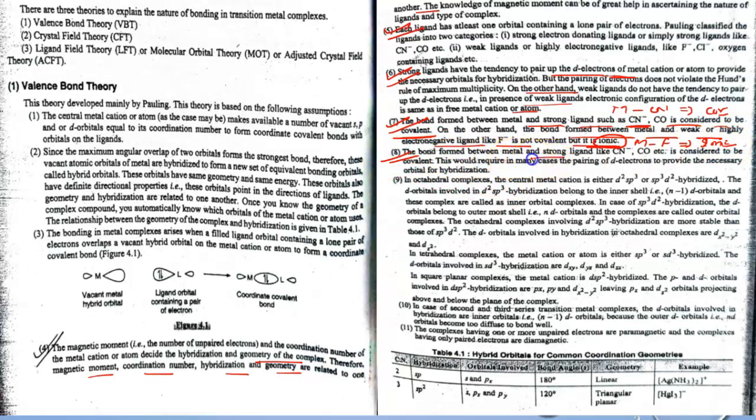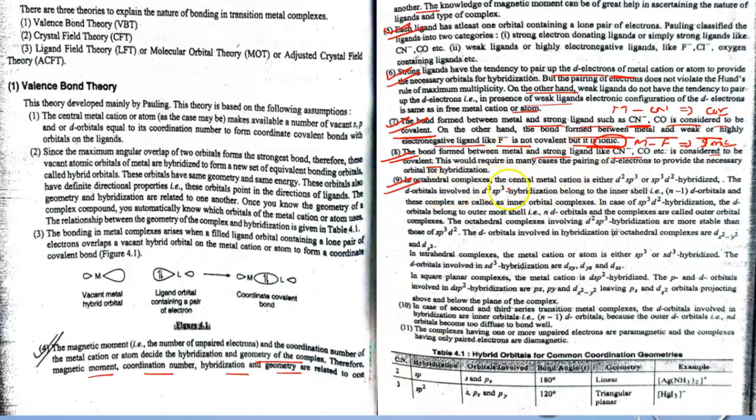The bond formed between metal and strong ligand is considered to be covalent. Same point they have been repeating. Okay, let's proceed further. In octahedral complexes, the central metal cation. There comes the most important point.